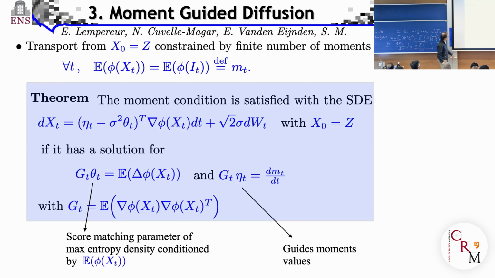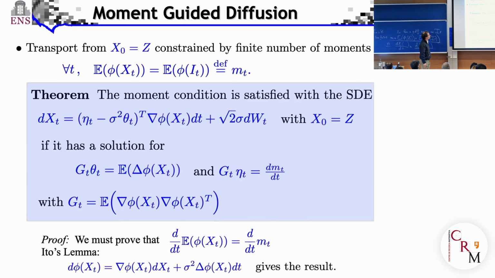So as I said, you can verify this corresponds to the score matching estimation of the parameter, and this is what is going to guide the moment values. The proof of this is really 3 lines, because the only thing you need to impose is that the derivative of the moment matches the derivative of the interpolation moment, to make sure that you match the moment at each time. And if you apply the Ito lemma with a direct calculation, you get that.